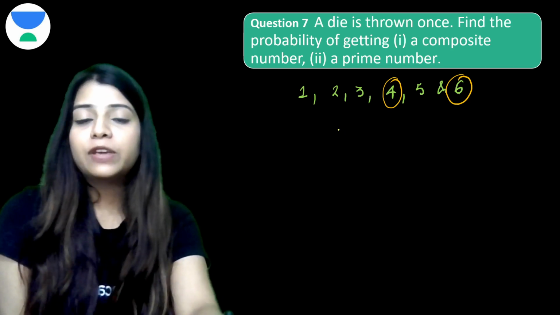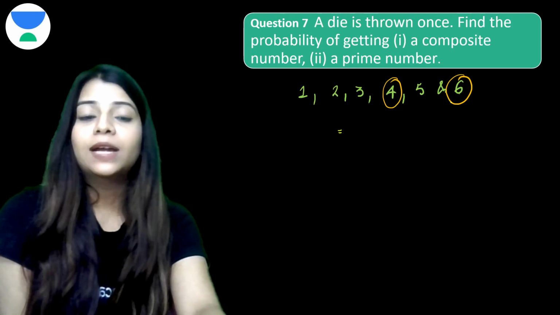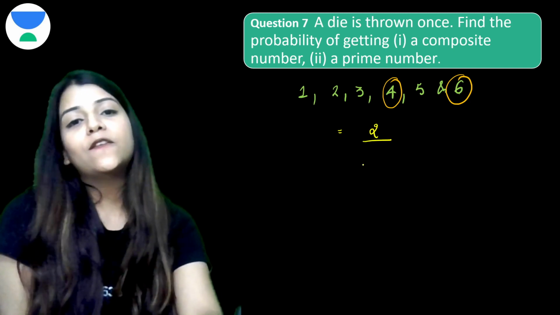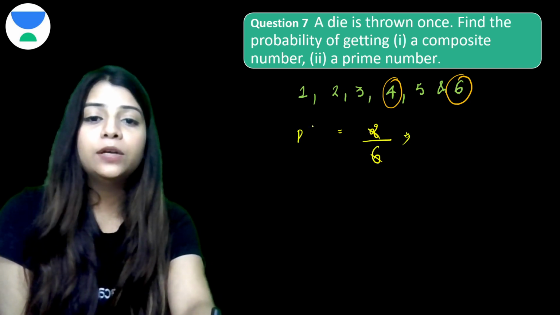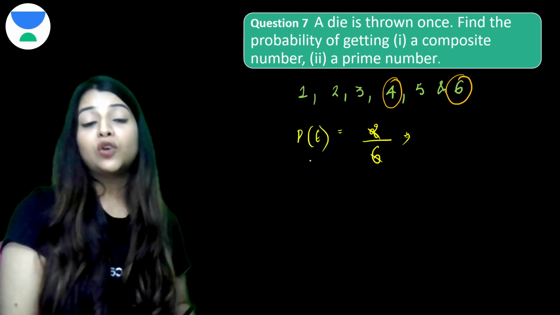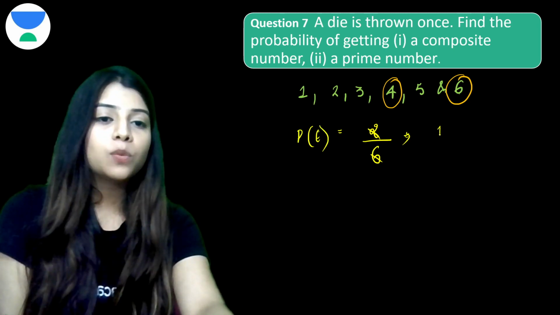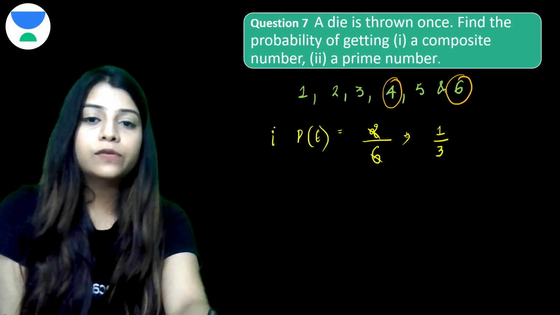So the favorable number of outcomes becomes 2, that is 4 and 6, and the total number of outcomes becomes 6. So if we simplify this, we will be getting the probability of the event that the number should be composite. So the probability becomes 1 by 3. So this was for your first part.